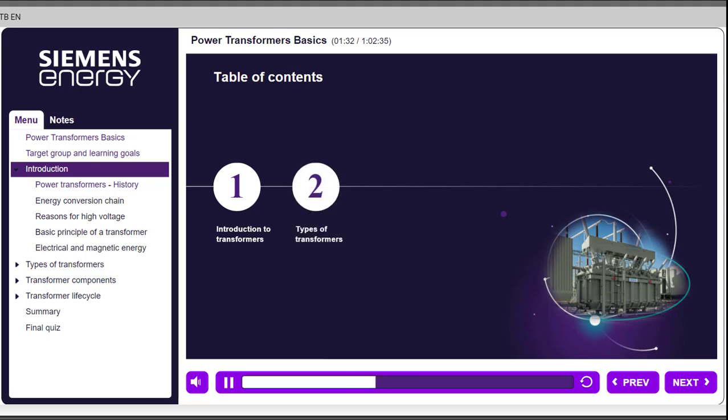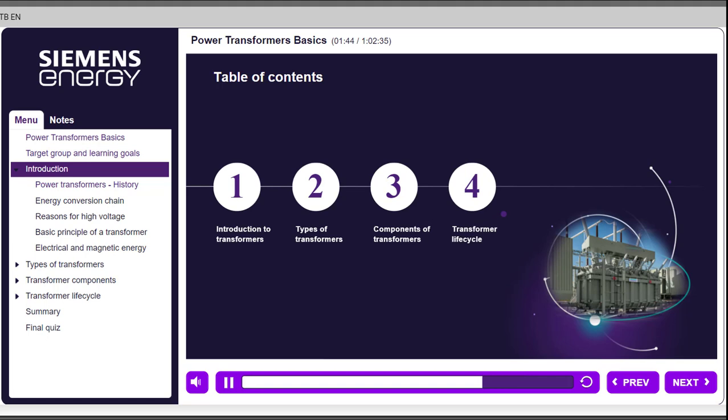The second section of this course will explain the various types of power transformers. In the third section, we will take a look at all components used to build power transformers. The final section will cover the life cycle of the transformer, from its initial planning for a project to its construction, operation, and maintenance.